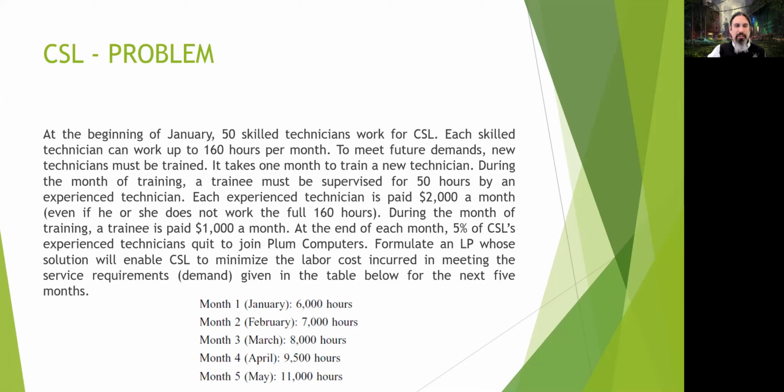All right. New technicians must be trained. It takes 1 month to train a new technician. During the month of training, a trainee must be supervised for 50 hours by an experienced technician. Now, we have technicians and we can devote their time to supervise a new technician as well. All right. Each experienced technician is paid $2,000 a month. Nice. Even if he or she does not work the full 160 hours, of course, it's wage anyway. And during the month of training, a trainee is paid $1,000 a month. Okay, we are still paying our trainees, which is good.